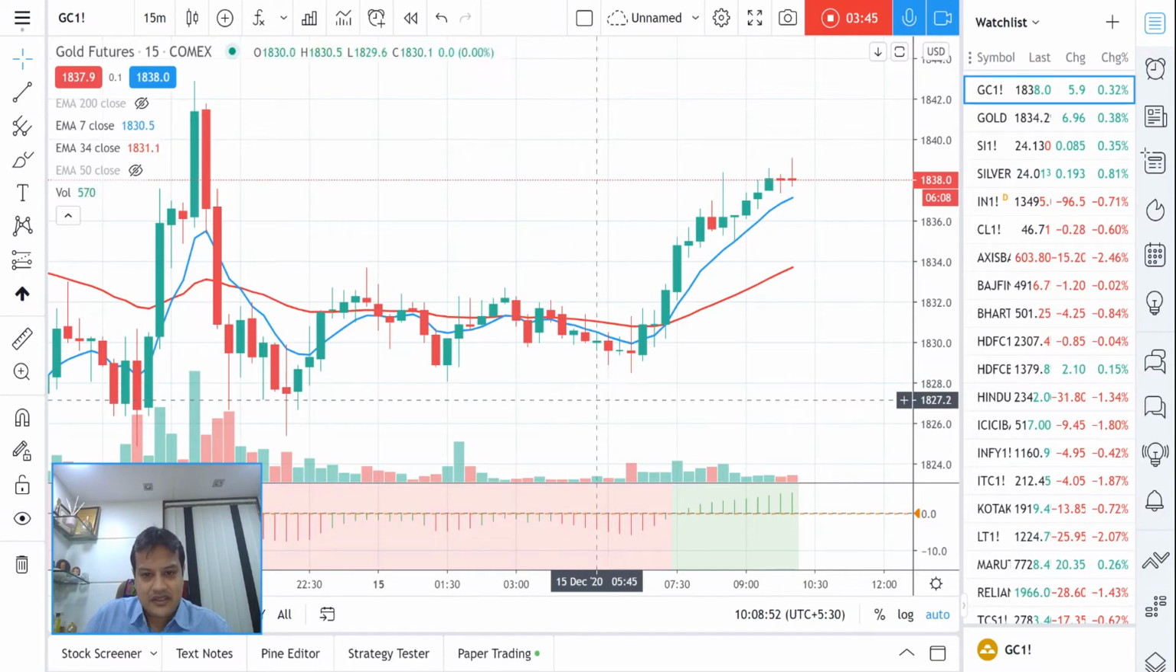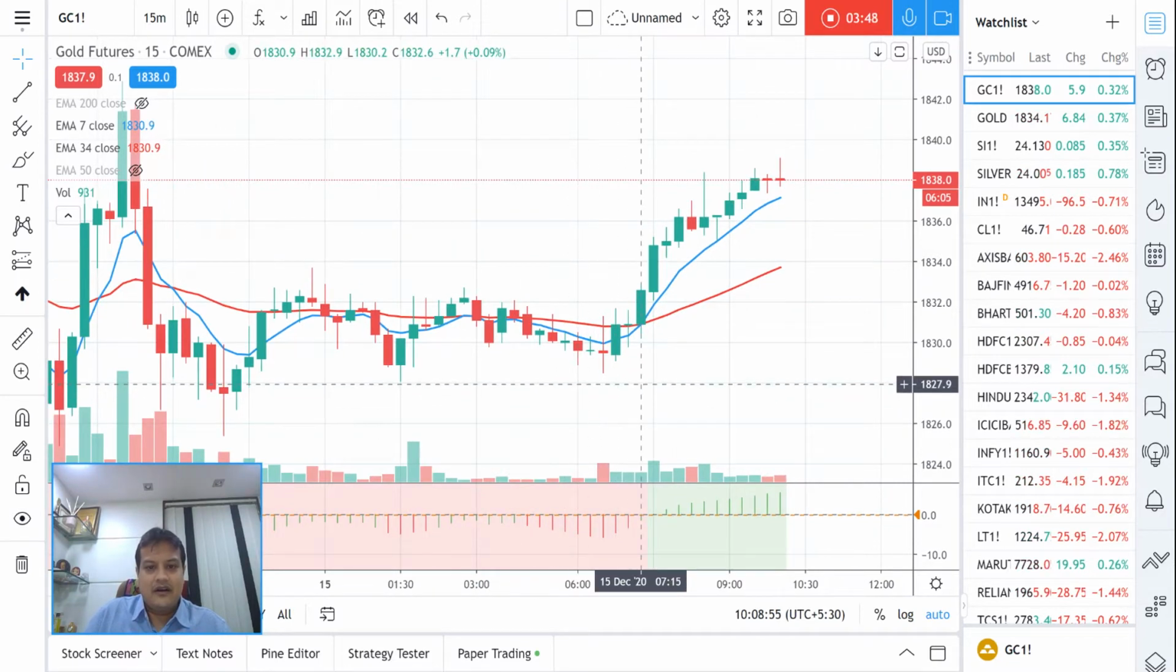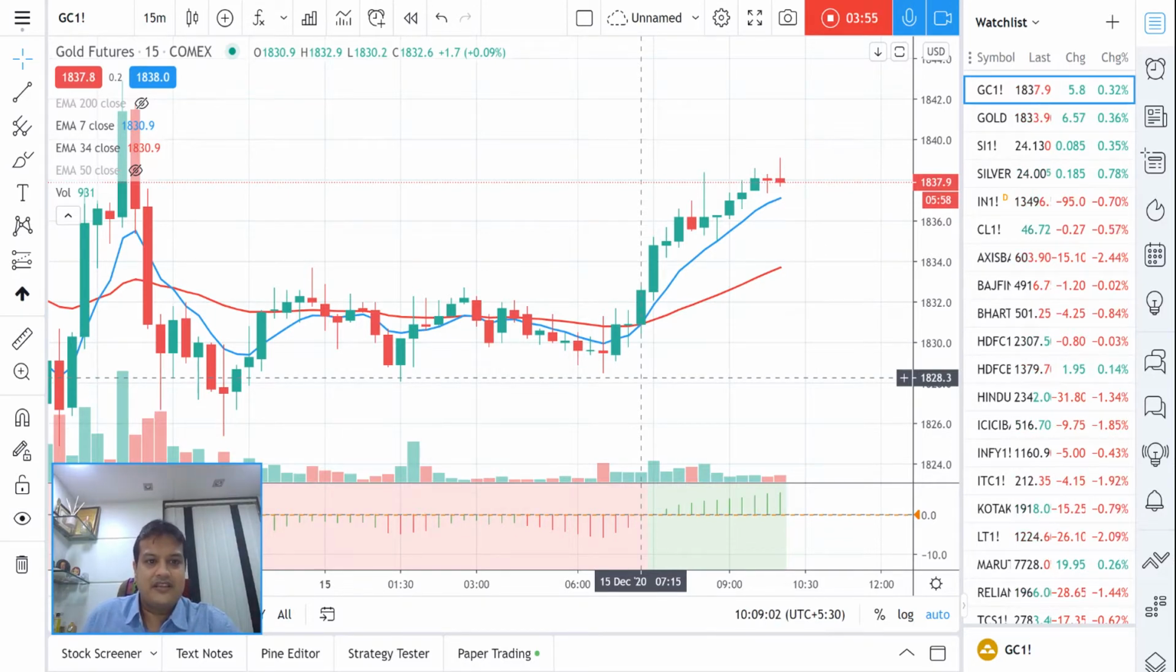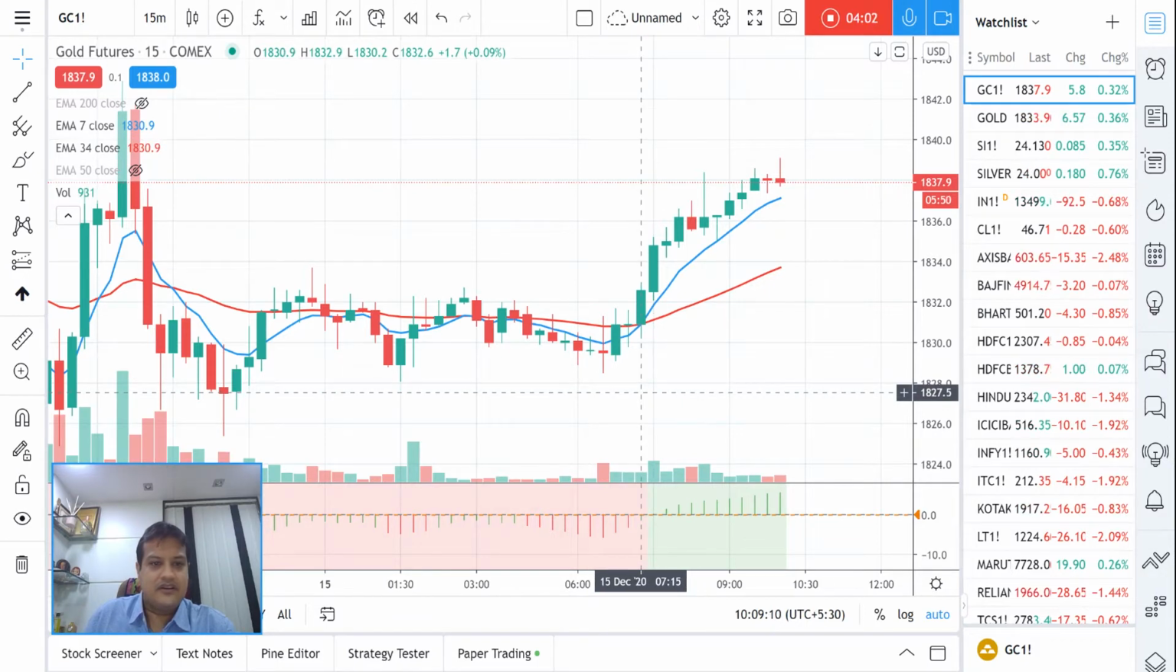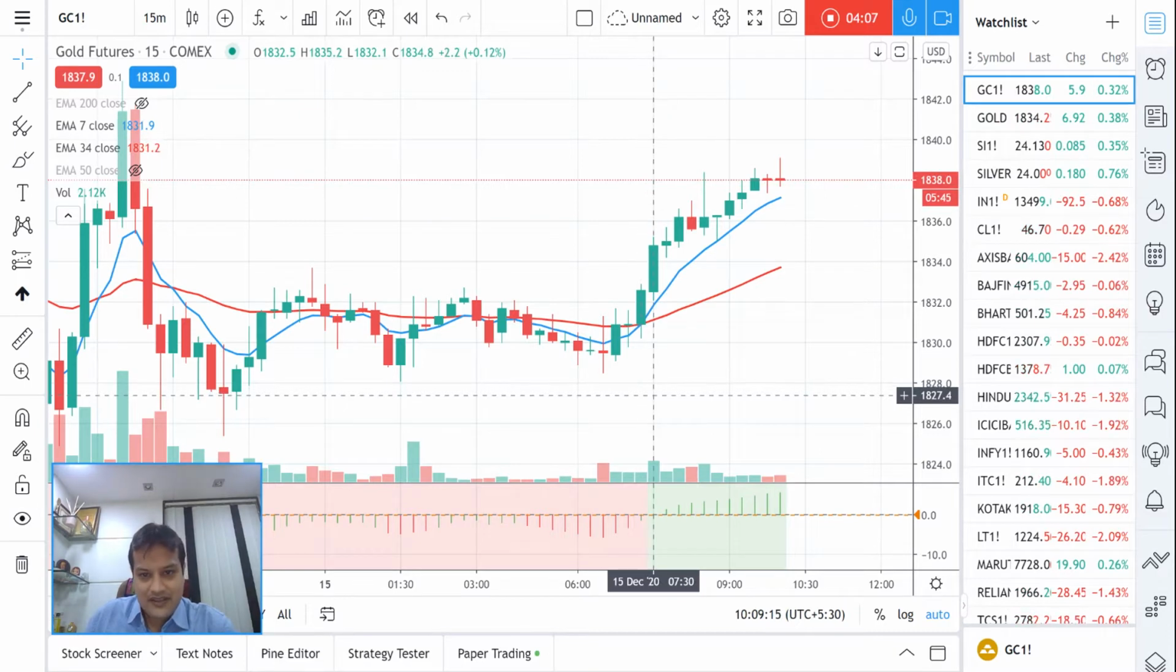Just a simple example: on this candle, the 15 December 7:15 candle, the 7 moving average and 34 moving average were the same, so it has not crossed over. If you can see on the left side, it says both prices are the same. Now on this candle, the 7 has already crossed over 34, but I will wait for this candle to complete. Once it is complete, it confirms that the 7 has crossed over 34, so I will go to the next candle.